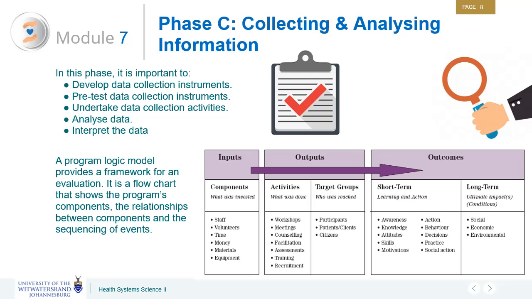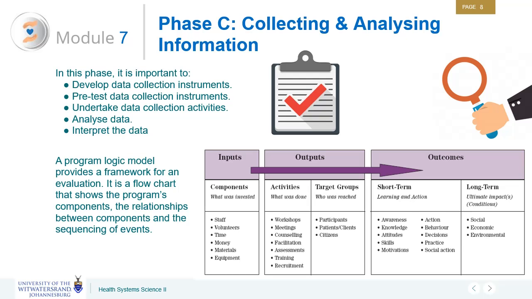So we might want to consider the who or the what. So what was being invested? So for example, the number of staff or volunteers, how much time, how much money, what equipment is needed. The outputs are the activities themselves, so what was done, or the targets, the groups that are targeted, such as whether there were workshops that were run, any meetings that took place in order to achieve this, any training that had to happen in order to collect the information, and then who was targeted. So who were the participants or the clients or the people involved in the data collection process.